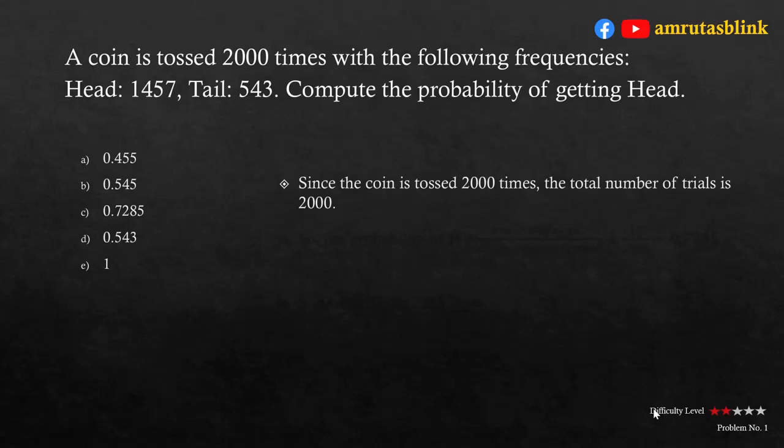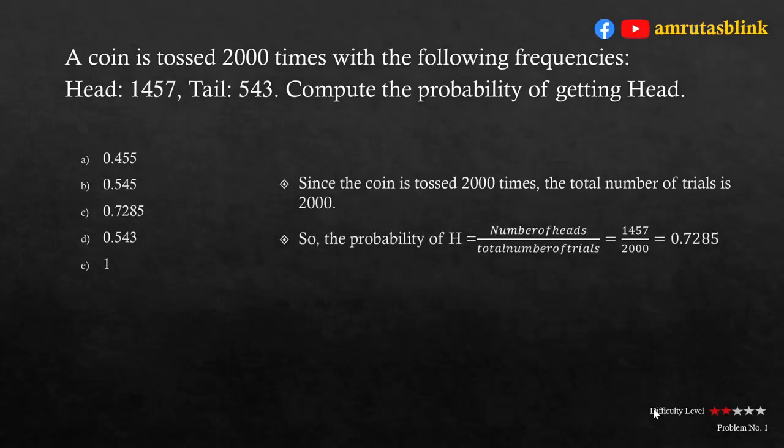Now since the coin is tossed 2000 times, there are how many total number of events will be there? There will be 2000 trials or 2000 events. Hence n of s, that is sample space, is equal to 2000. Now we need to calculate the probability of getting head. It is given that when the coin is tossed 2000 times, 1457 times head had occurred, and hence probability of getting head is equal to number of heads divided by total number of trials, that is 1457 divided by 2000, which is equal to nothing but 0.7285, which is option number C.